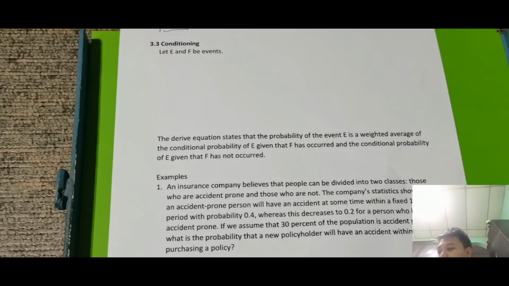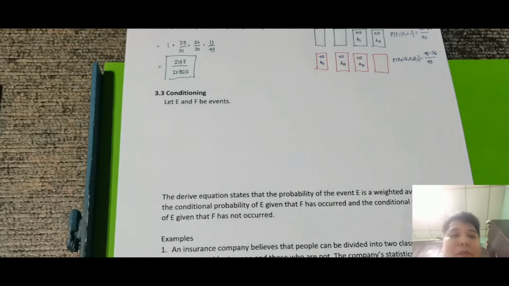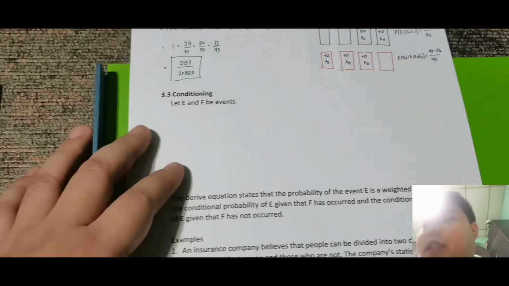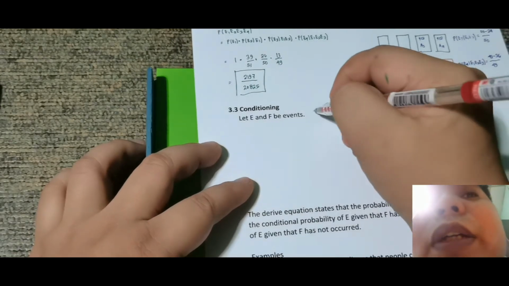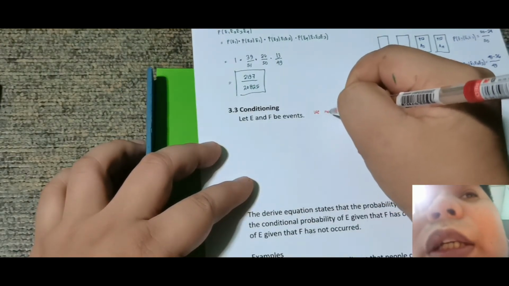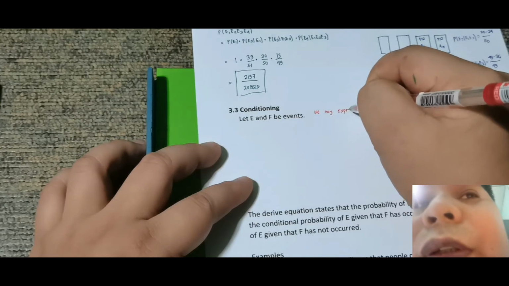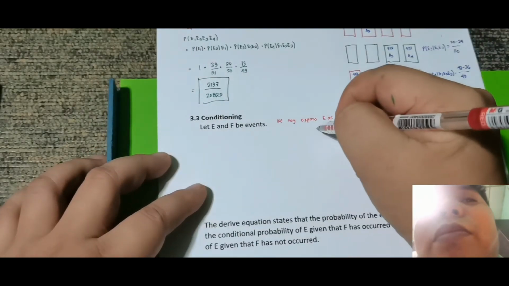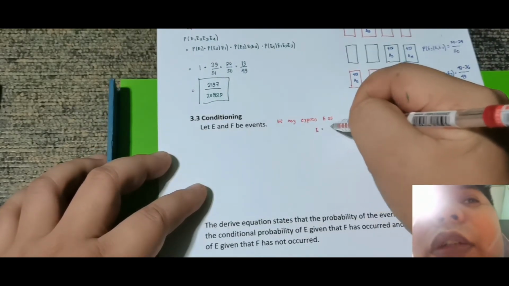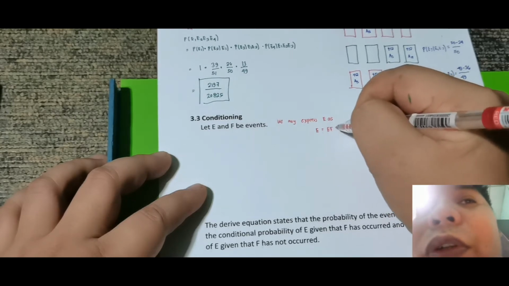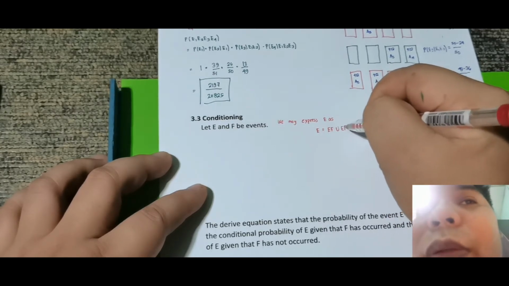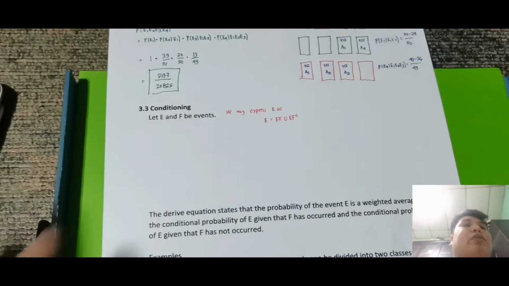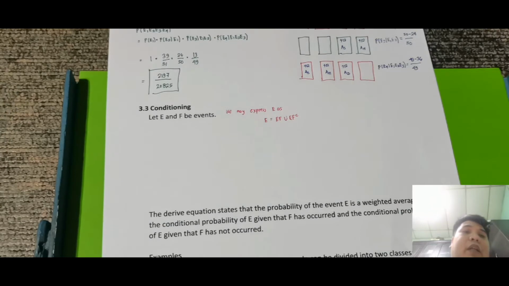Okay, so now we start with this. Let E and F be events. We all know that we may express E, so kung naalala nyo from chapter 2, ginawa kong ganito, E is equal to EF union EF complement. Okay, so ginawa ko siyang two mutually exclusive events. So in-express ko si E as two mutually exclusive events.